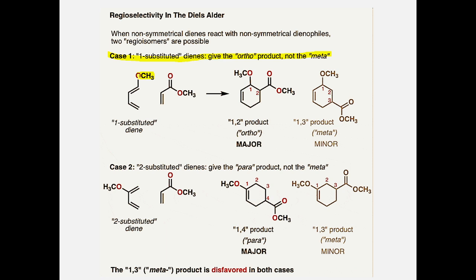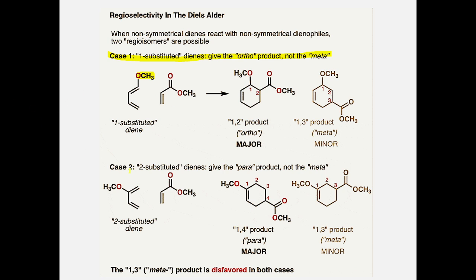Okay, but bear with me in this case that we consider the methoxy substituent here, so we consider this as a monosubstituted diene. And this is a monosubstituted dienophile as well, vinyl acetate. So in that case, the 1,2 product, that is the 1,2 substituted cyclohexene, is the major product, and the 1,3 substituted product is found as the byproduct.